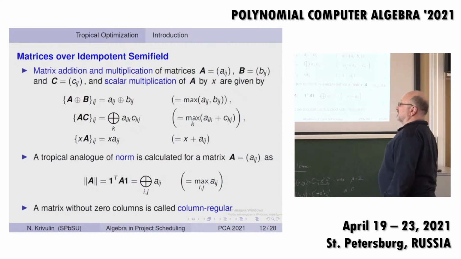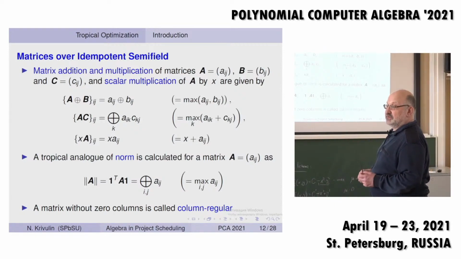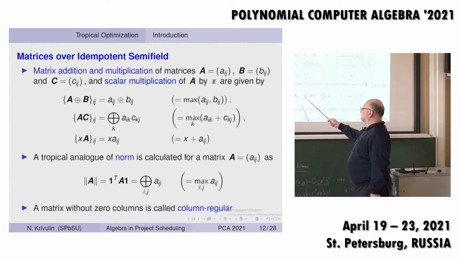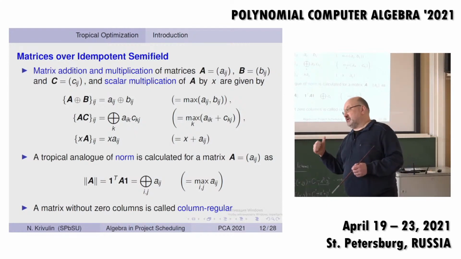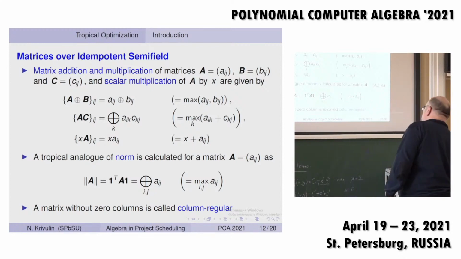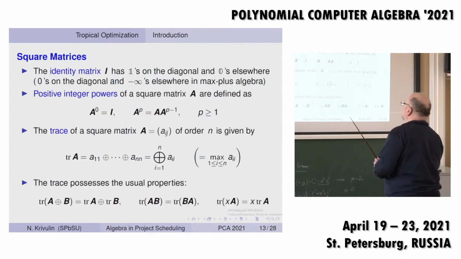This slide demonstrates the same tricks with matrices. The only thing I would like to note is this definition for a matrix norm. This is a tropical analog of a matrix norm, and we will also use the term column regular matrix to describe matrices which have no zero columns.